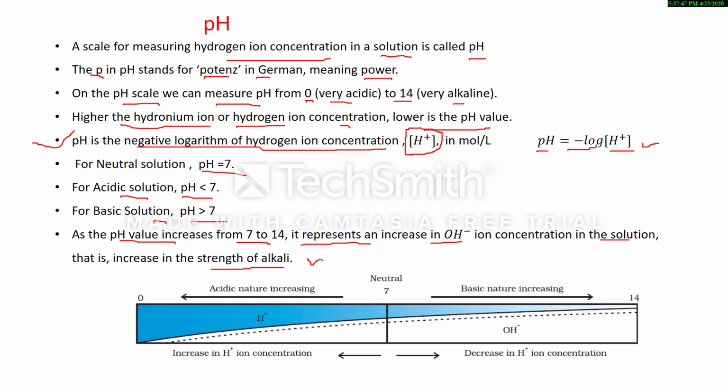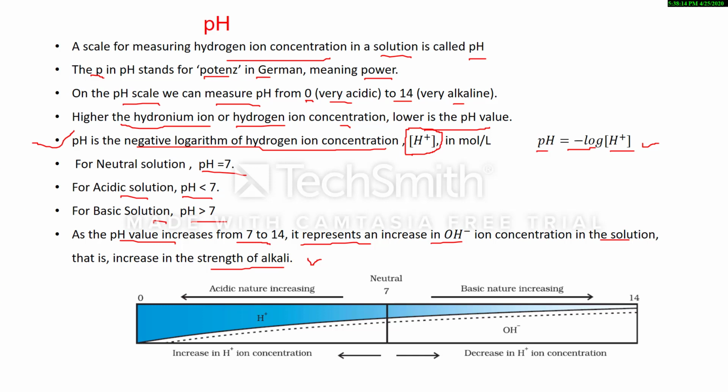Here, you can say every solution has H plus ion and OH minus ion at the same time. But if the concentration of H plus ion is more compared to the OH minus ion, it is acidic in nature. If both ions are present in the same concentration, that is a neutral solution, and if the concentration of OH minus ion exceeds, then it is alkaline in nature.